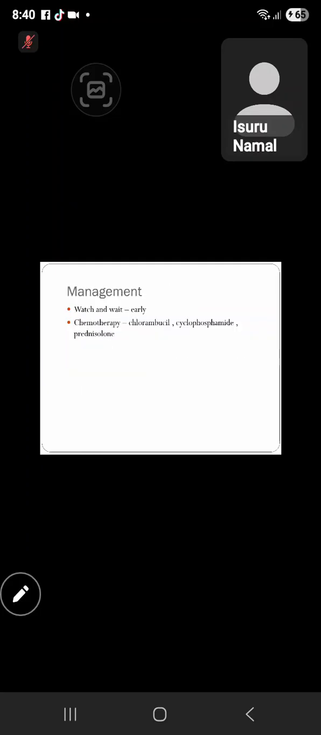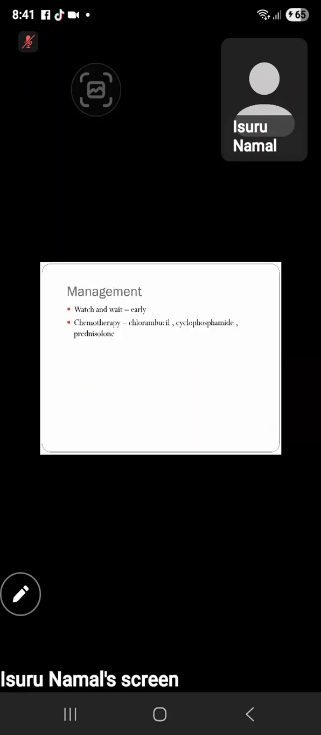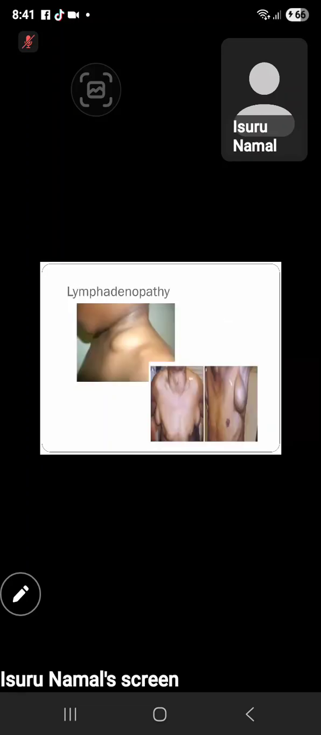Then management: usually you can watch and wait in early stages, and chemotherapy. They follow chemotherapy in the worst stages, right? Then here lymphadenopathy, you can see this type of lymph node enlargement in CLL, right? That's about CLL. Now that's about the leukemia classification and more details about leukemia.